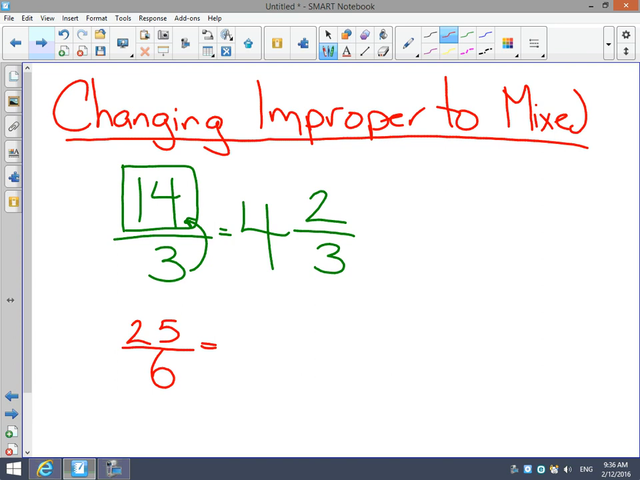If you used your calculator right now and you went 25 divided by 6, it would be 4 decimal something. 4, again, is going to be our whole number. So now we know it goes in 4 times. We multiply 4 times 6 just in our head, and 4 times 6 is 24. Again, we keep that number 24 in our head and we look, we started at 25. 25 minus 24 is 1, and the denominator stays the same.